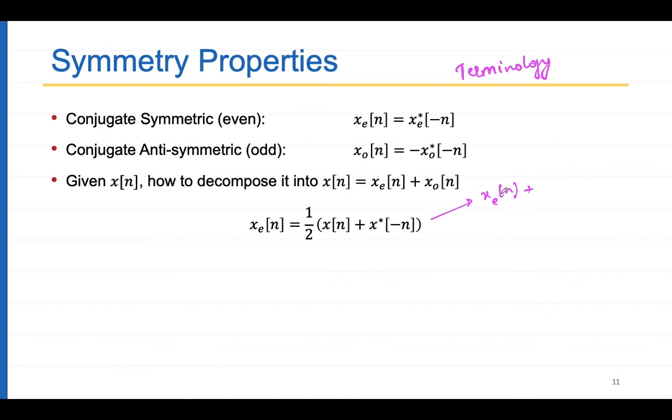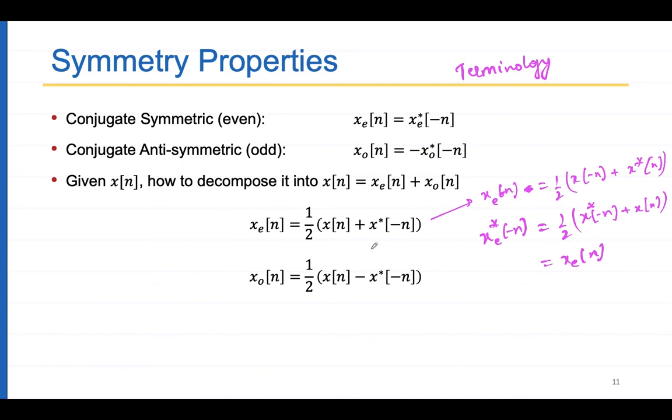Okay, let us look at x even of n. This will be simply equal to half of x of n plus x star of minus n. If you take x star even of n, this will be equal to half of x star of n plus x of minus n, which is the same as x even of minus n, right? So this property is true for any general x[n]. I think you remember this, but I just did it again.